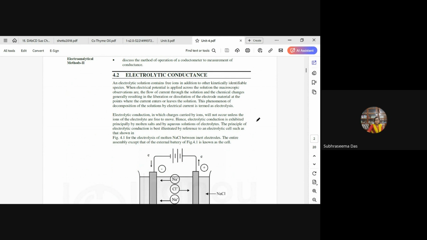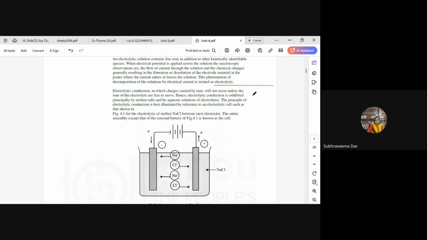So now we know that the electrolytic solution contains free ions, in addition to other unidentified, kinetically identifiable species. Now when we apply electric potential through this solution, macroscopically we see that there is a flow of current through the solution, and the chemical changes generally result in the liberation or dissolution of the electrode material at the point where the current enters or leaves the solution. Now this whole phenomenon, we know it is termed as electrolysis.